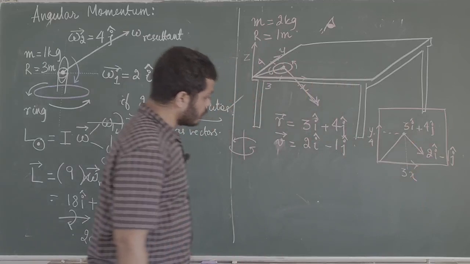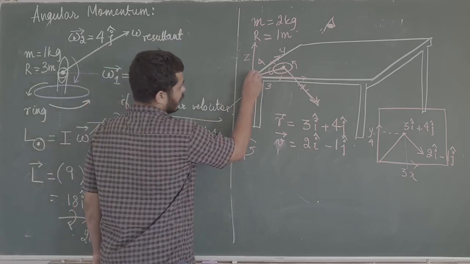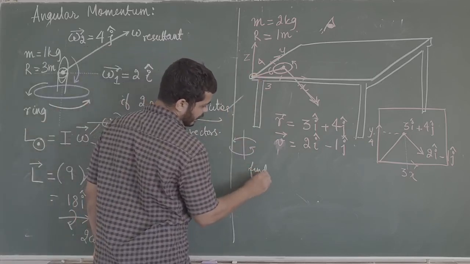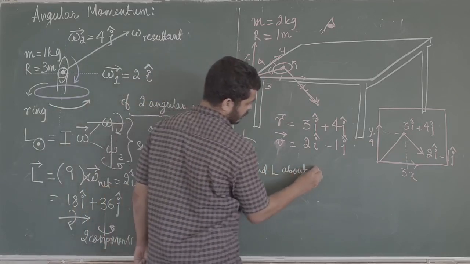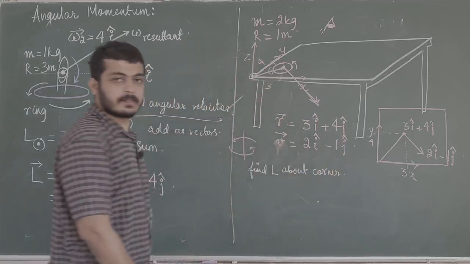Now I'm expecting you to calculate the angular momentum of this particle about the origin. About the corner of the table, find L. How would you do this?